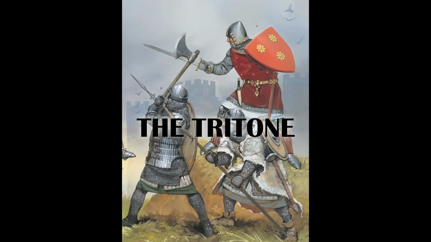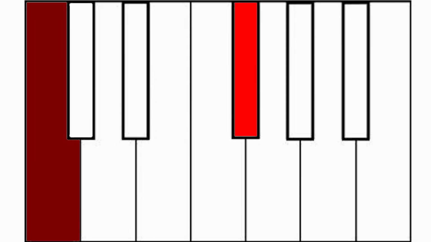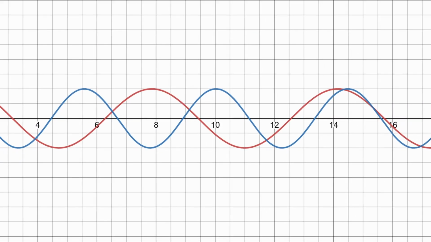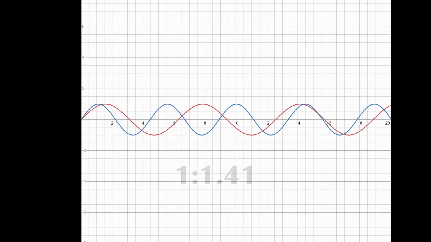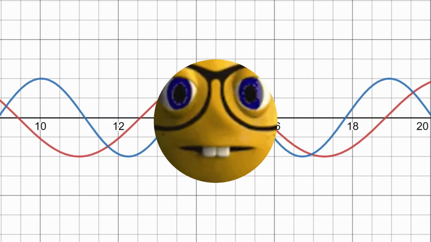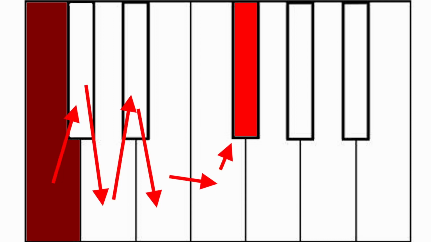The Devil's Interval. Well, not quite. This interval can actually be quite beautiful or completely unsettling, depending on how you use it. This interval uses the interesting ratio of square root of 2, or 1.41, which is logarithmically halfway between 1 and 2, just as the tritone is halfway between the root and octave, 6 semitones.